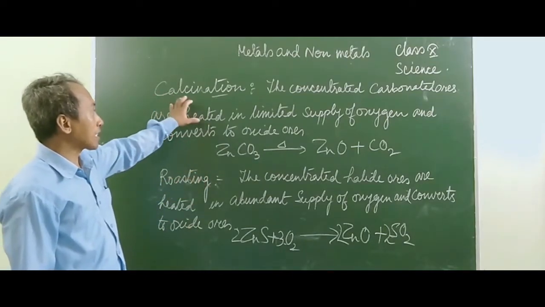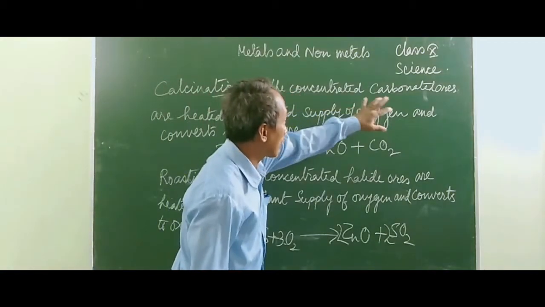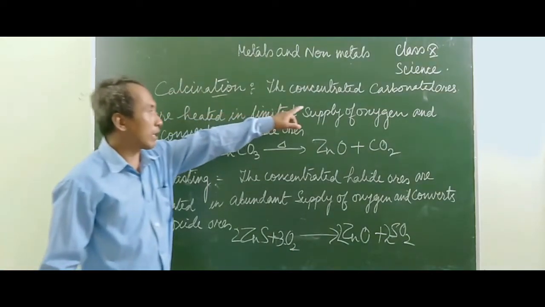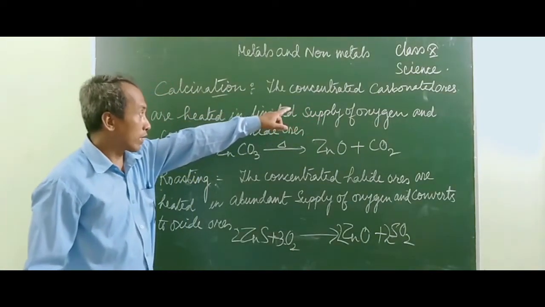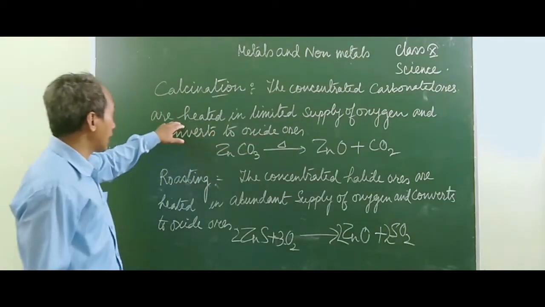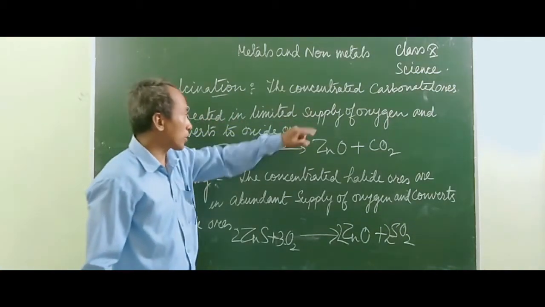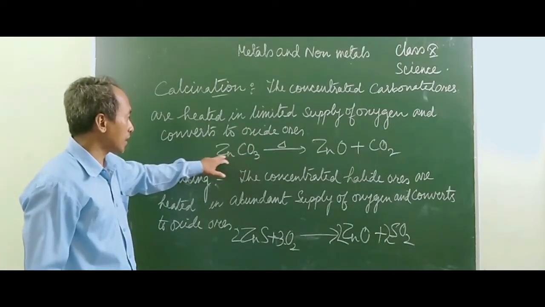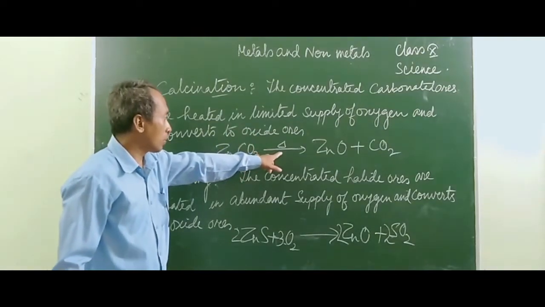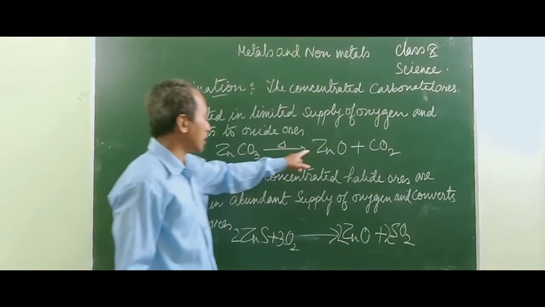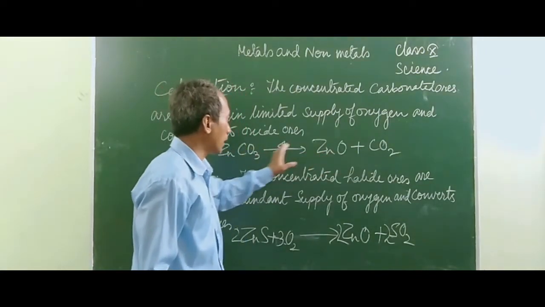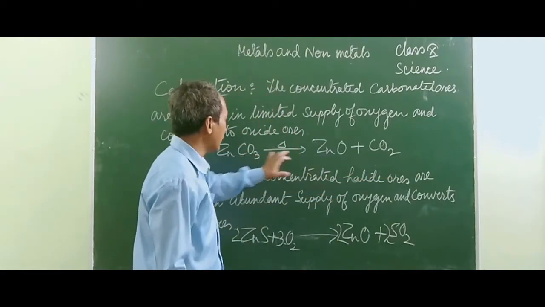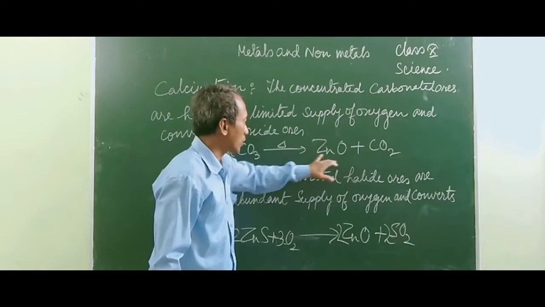Now we have to calcine it. For the process of calcination, you take carbonate ores. The concentrated carbonate ores are heated in a limited supply of oxygen and converted to oxide ores. Here zinc carbonate is the carbonate ore. You heat it and you get zinc oxide, and the carbonate is converted into carbon dioxide. So zinc carbonate gets converted to zinc oxide.